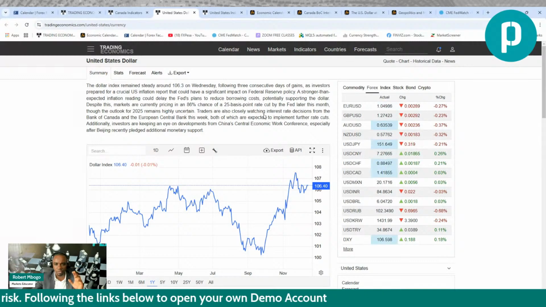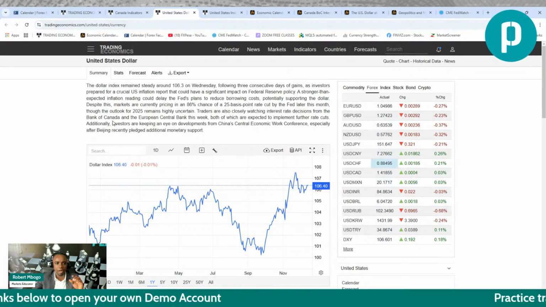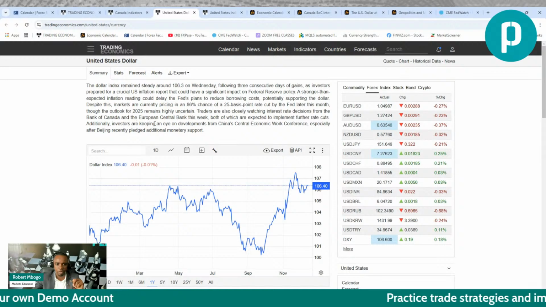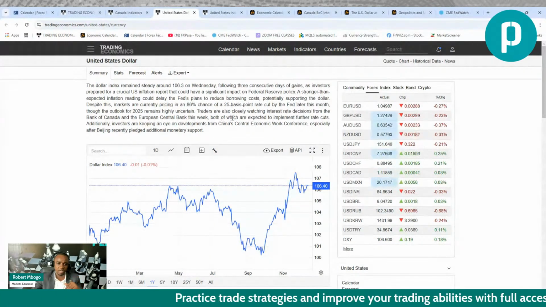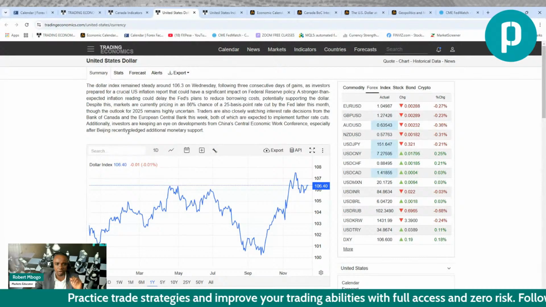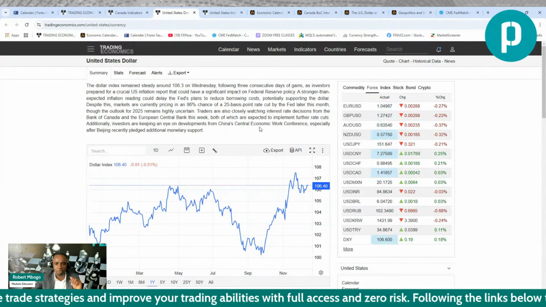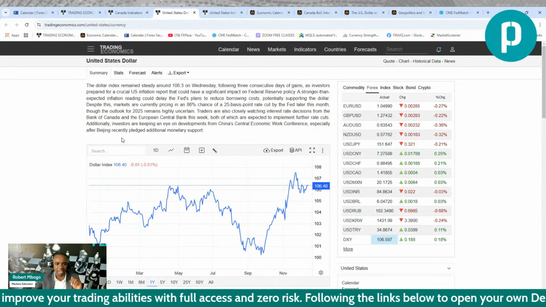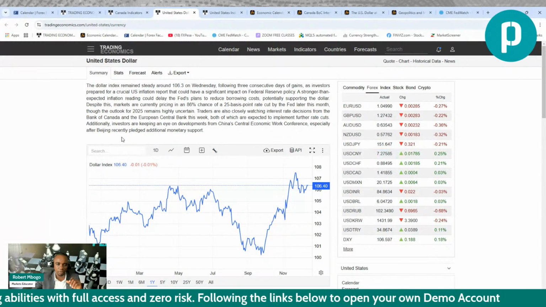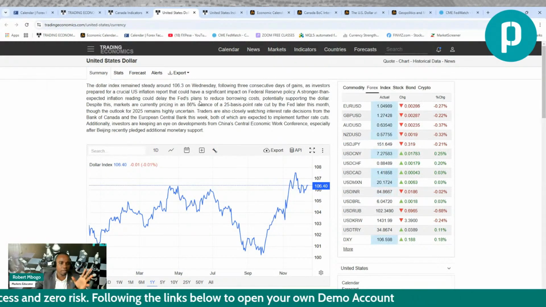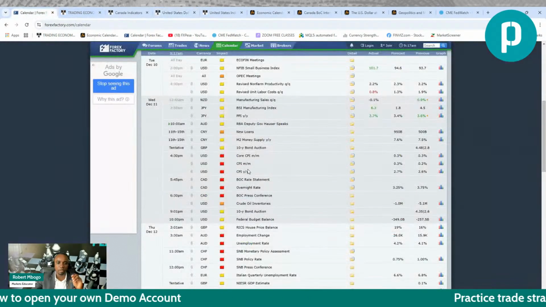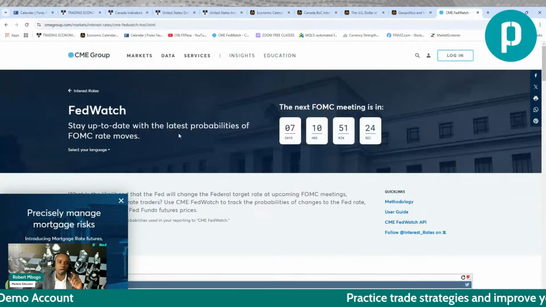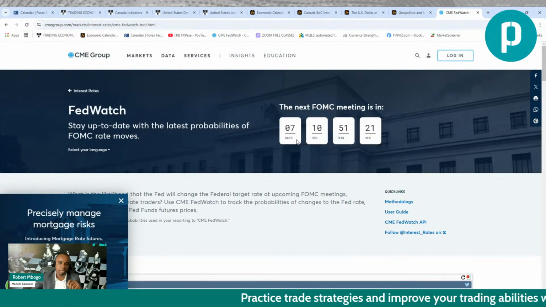Traders are also closely watching interest rate decisions from the Bank of Canada, which we'll have a look at in a few minutes, and the European Central Bank this week, both of which are expected to implement further rate cuts. Additionally, investors are keeping an eye on developments from China's Central Economic Work Conference, especially after Beijing recently pledged additional monetary support. So you can see that this inflation data today will definitely guide the Fed meeting next Wednesday. That's basically what you're seeing.